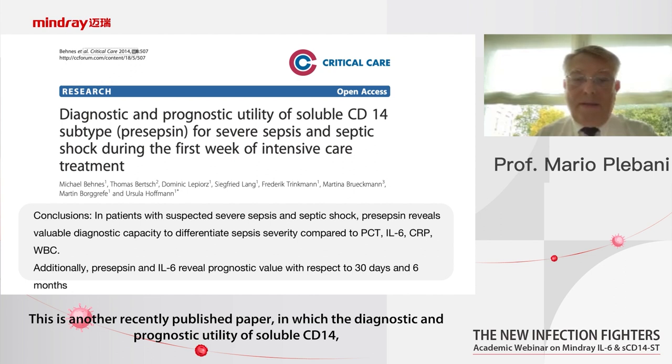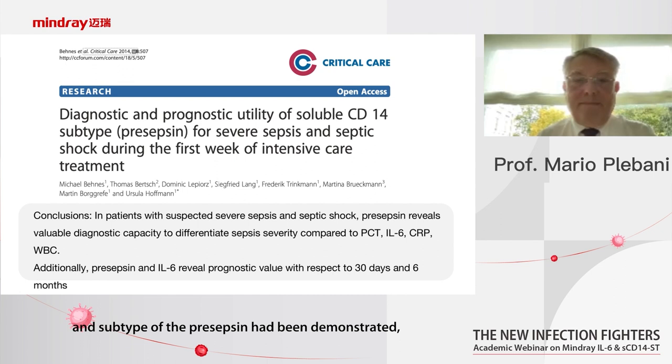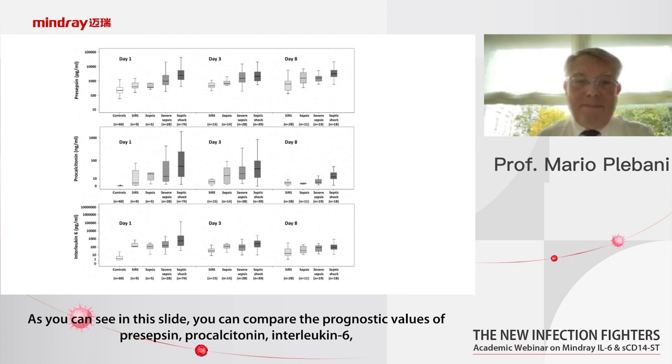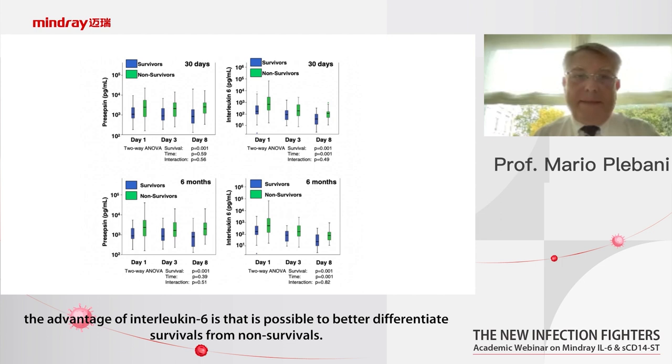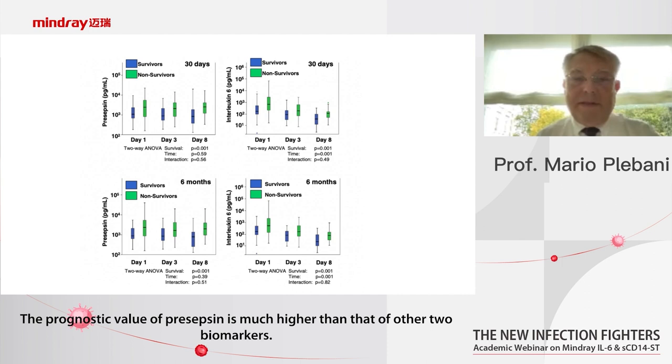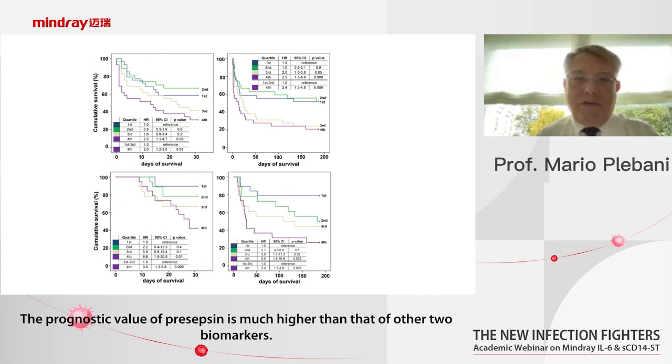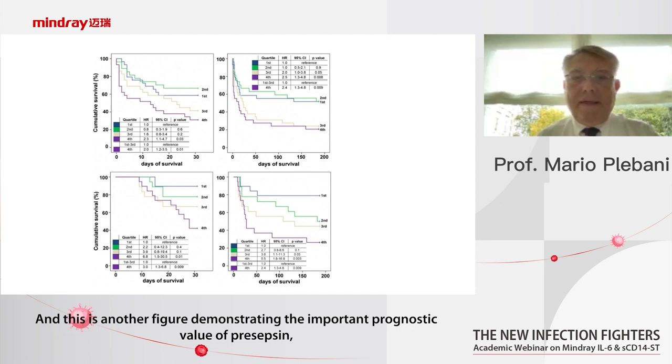And this is another recently published paper in which the diagnostic and prognostic utility of soluble CD14 subtype, presepsin, has been demonstrated. And as you can see in this slide, you can compare the kinetics and the values of presepsin, procalcitonin, and interleukin-6. The advantage of presepsin is that it's possible to better differentiate survivors from non-survivors. So the prognostic value of presepsin is much higher than for the other two biomarkers. And this is another figure demonstrating the important prognostic value of presepsin.